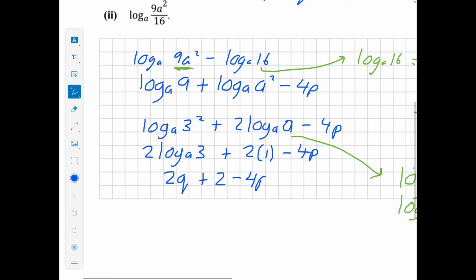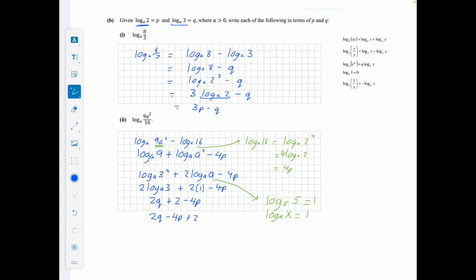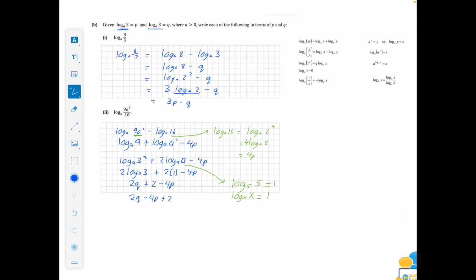Okay, and we know log to base a of 3, if I go back up to my question, is q. So we have 2q plus 2 minus 4p. I'm going to rewrite that. So we have 2q minus 4p plus 2. Okay, so that's our answer written in terms of p and q.